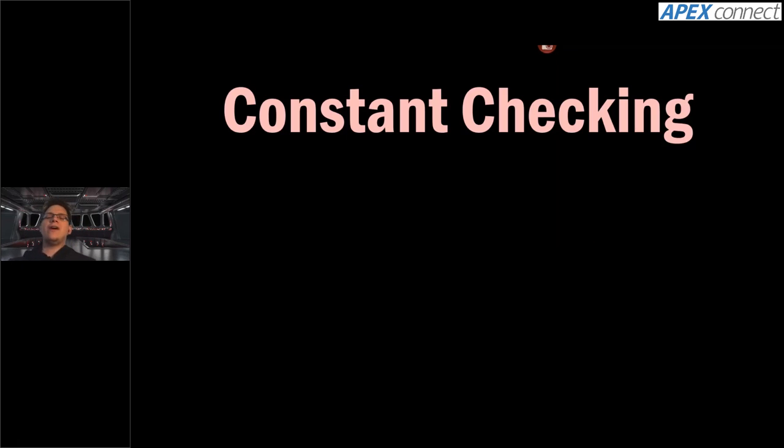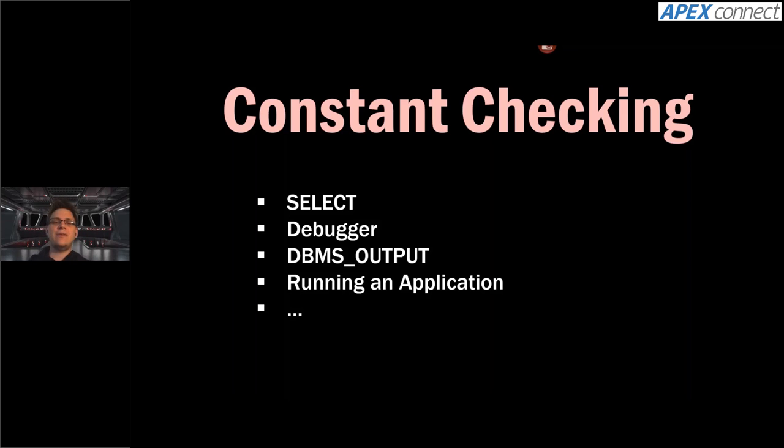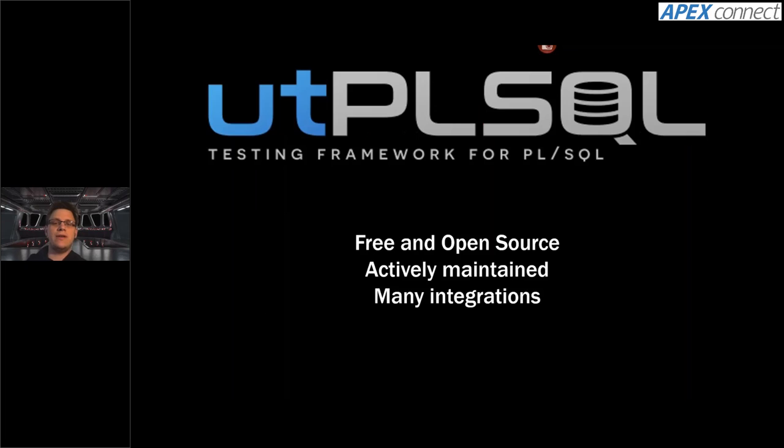Did you notice something here? Maybe you even are familiar, or this approach does sound familiar to you. Because when we develop, we are constantly checking. At least if we care for the result, we are constantly checking if what we just wrote is working. And this can be done with select. Sometimes we might use a debugger or a DBMS output. But these are all just different types of checking. And we could do all this in a more formalized way with utPLSQL.